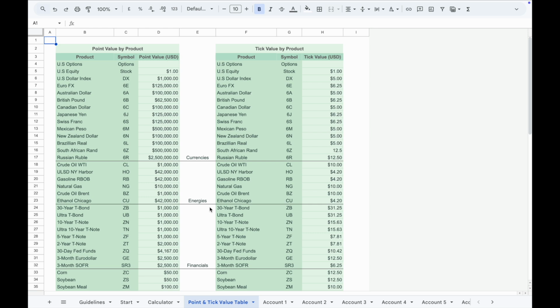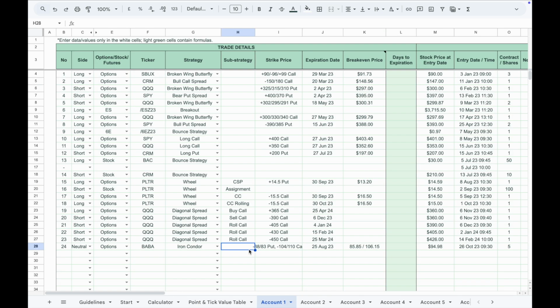There is also a point and tick value table that includes a list of futures products and their respective values. If the product you are trading isn't listed, you can manually update the symbols and point value for your specific futures product. Let me show you how to input your trading data into the Trading Journal tab.